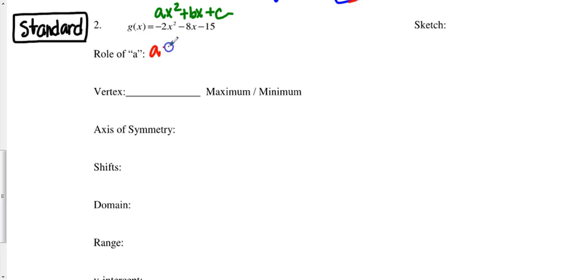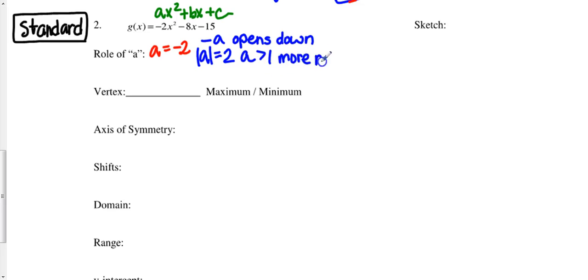So I'm hoping we said a equals -2, and that a negative a tells me that this opens down. Then, ignoring the negative, just looking at the number, I see a equals 2. So if you wanted to use the absolute value bars now, you could. Meaning we're taking the absolute value of that number and we get 2. That is greater than 1, which tells us it's going to be more narrow. The vertex is not given to us because we have standard form.